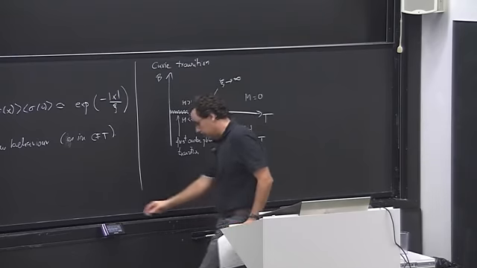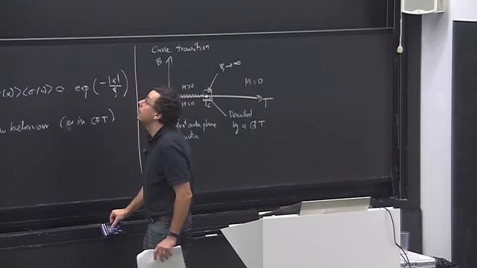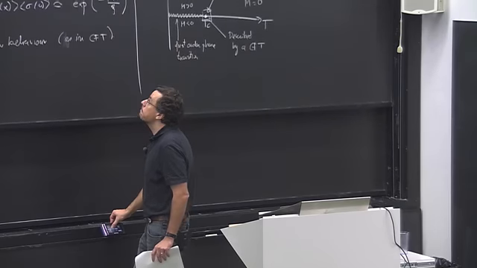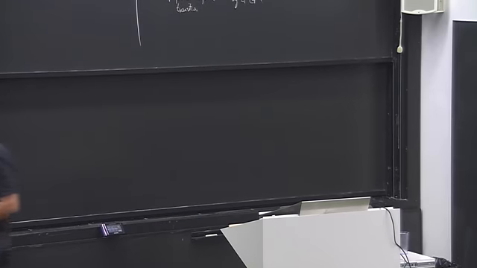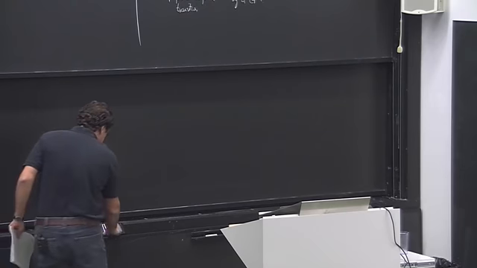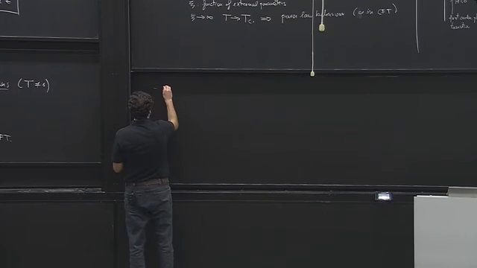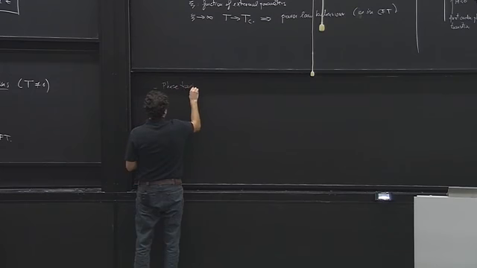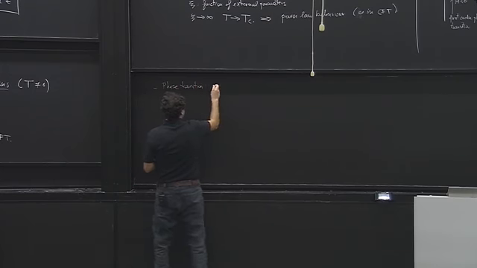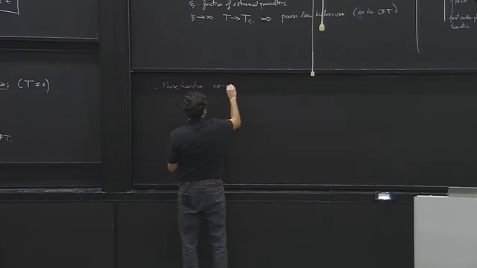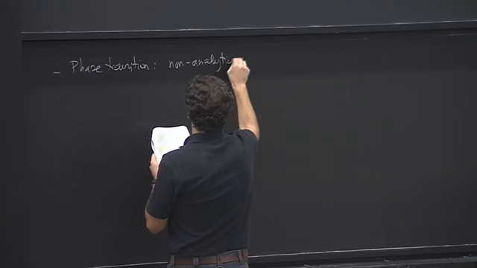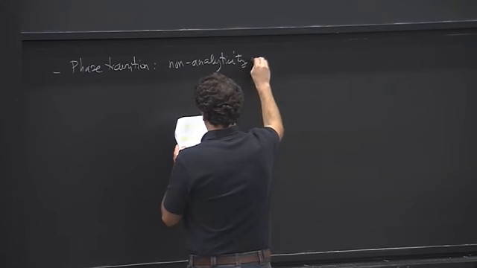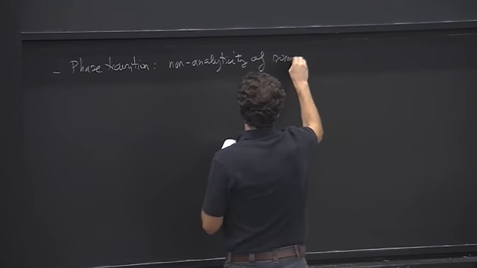More precisely, the behavior of a phase transition. How do you know that there is a phase transition? Essentially, you know it by detecting a non-analyticity. So a phase transition is encoded in a non-analyticity, as a function of the control parameters, of some thermodynamic quantity.